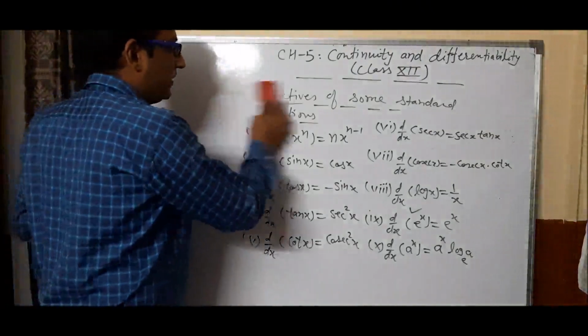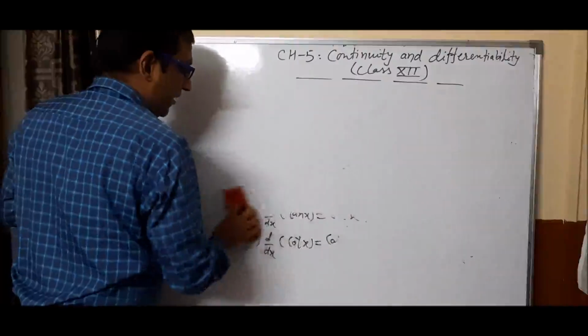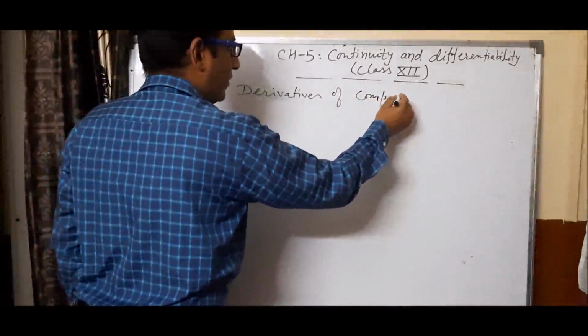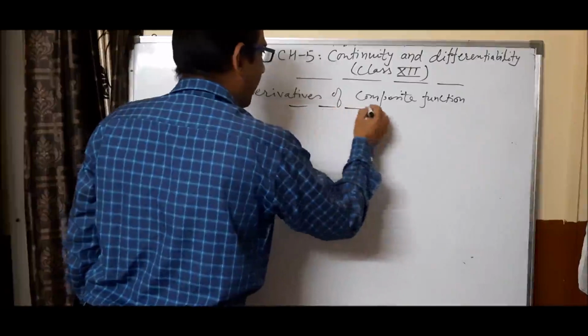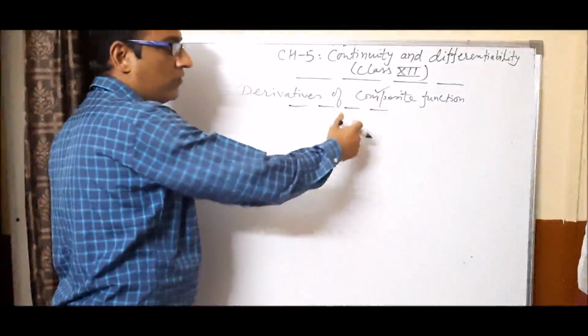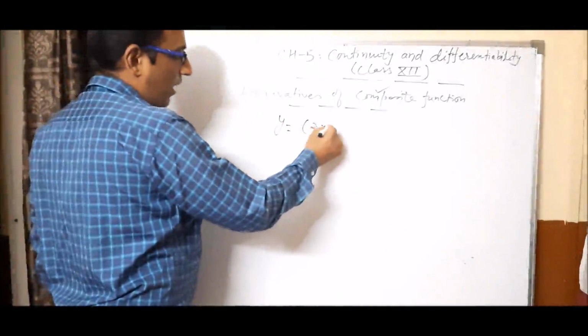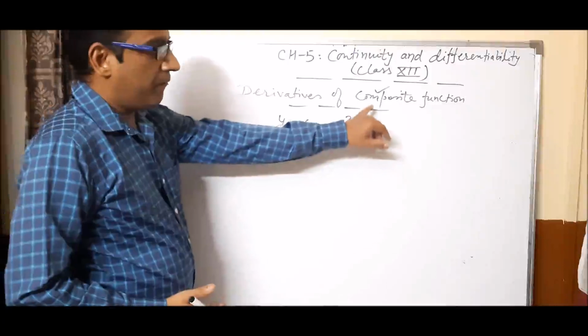Now I am continuing with next concept, that is derivatives of composite functions. So first I want to tell what is the meaning of composite functions. The meaning of composite function means it includes, for example, y equals to (2x plus 1) whole cube. More than one function we can say. It is a bracket function also.